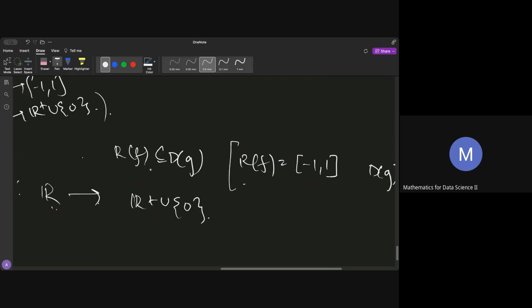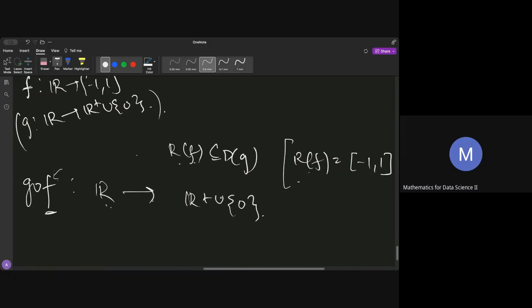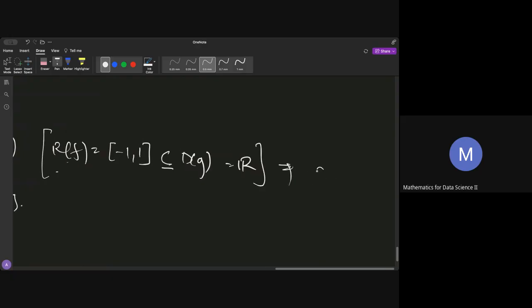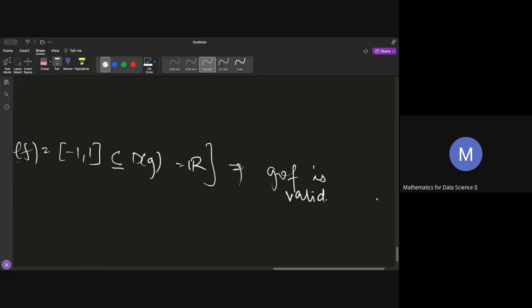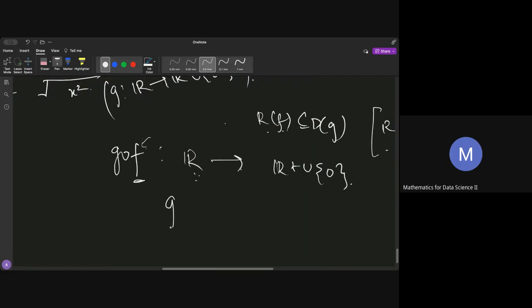So we just have to check whether the range of F is contained in the domain of G or not, which it is, right? The range of F is contained in the domain of G. That means your composition is valid. This implies GOF is valid. We don't have an issue here. It is a function from R to R plus union 0. And what will be the function?